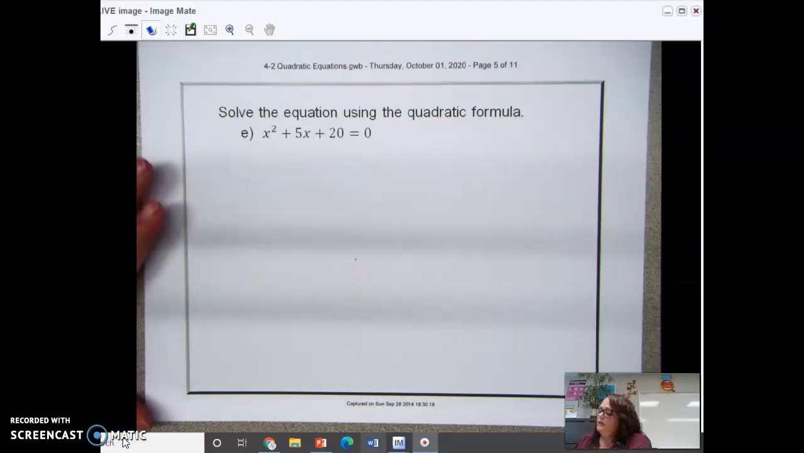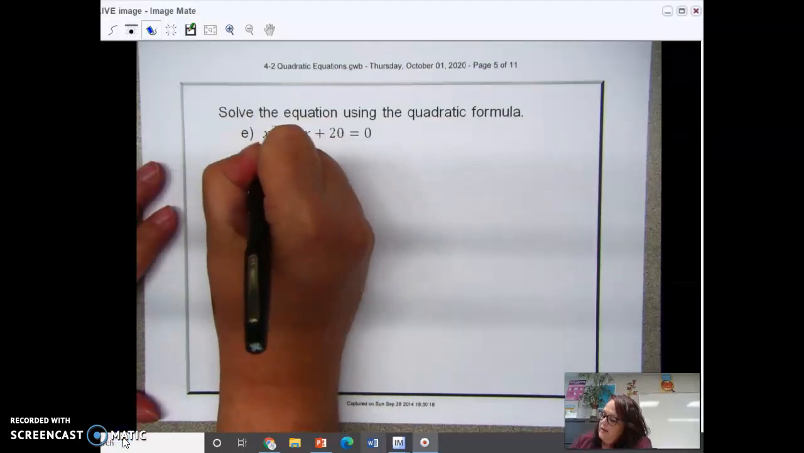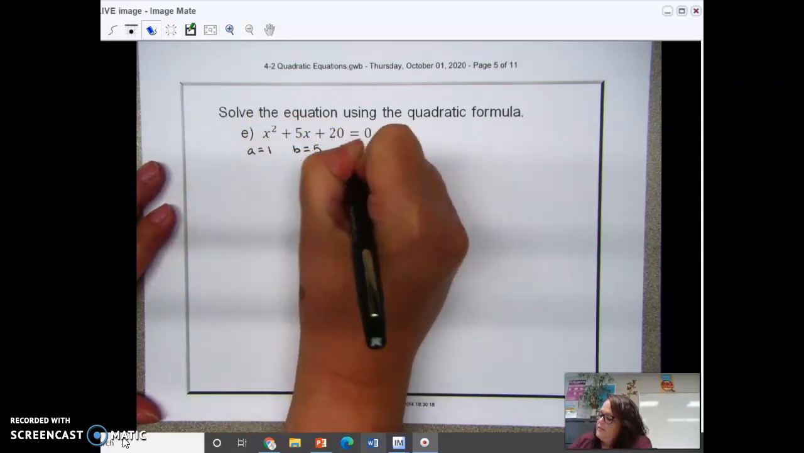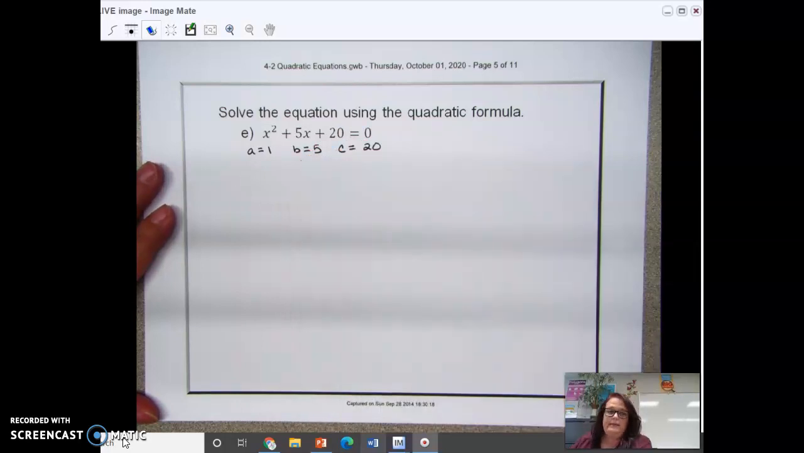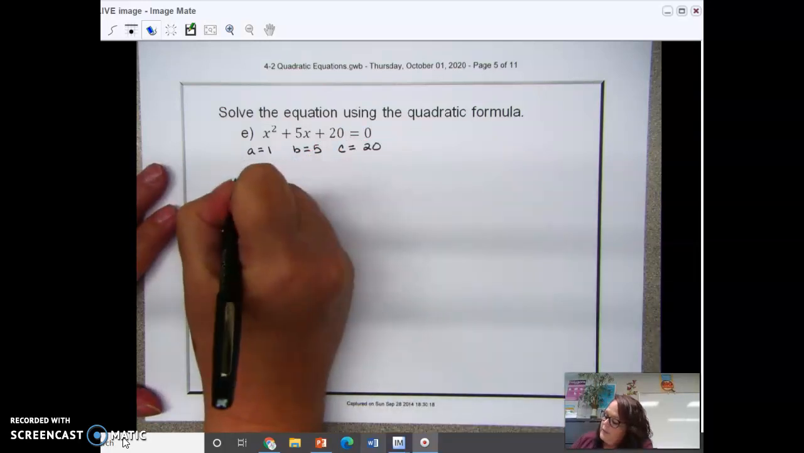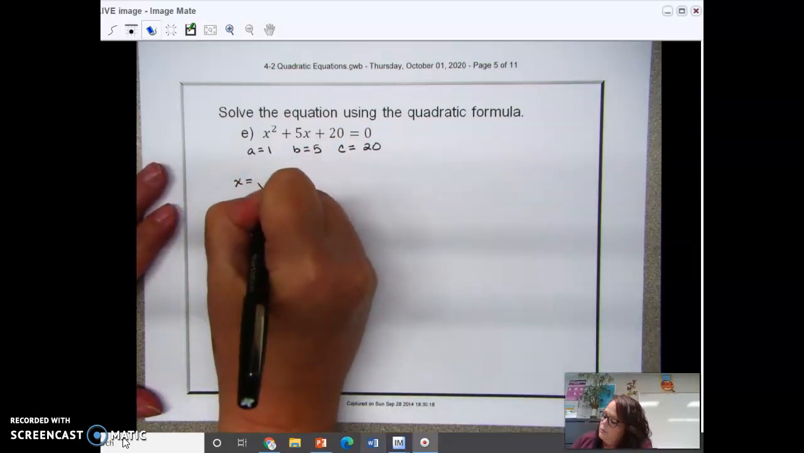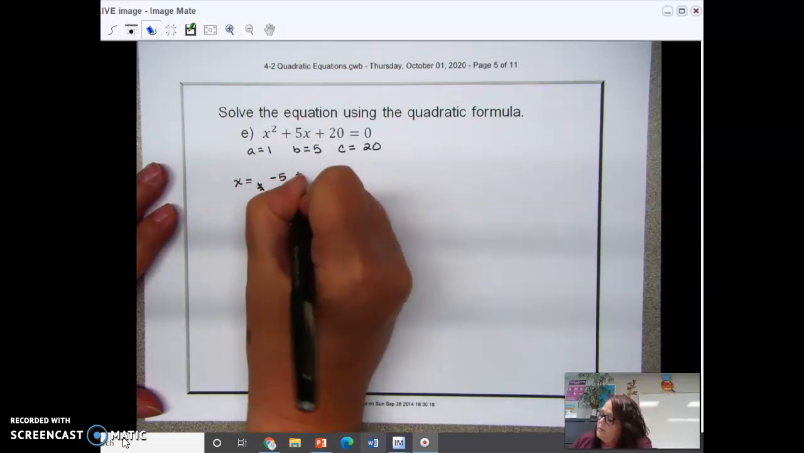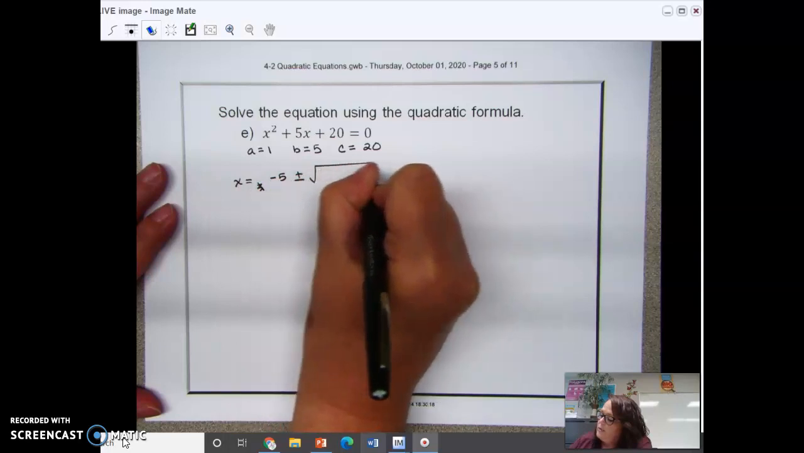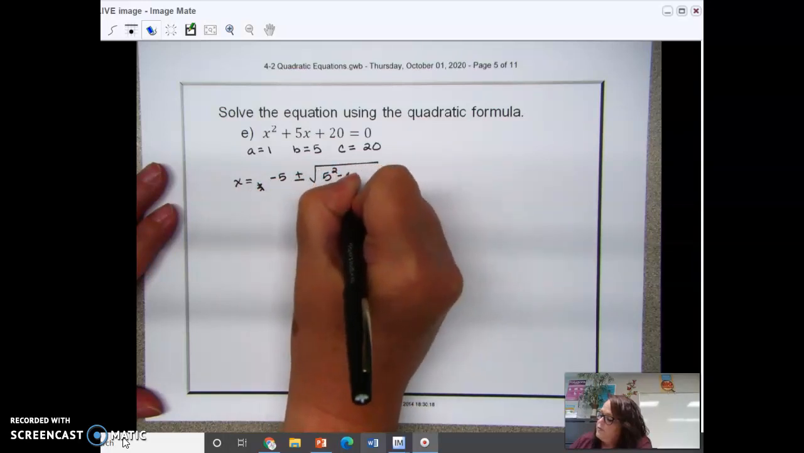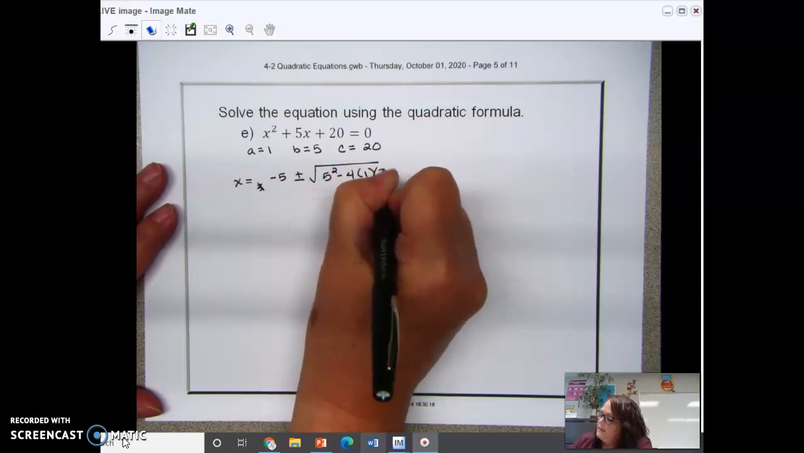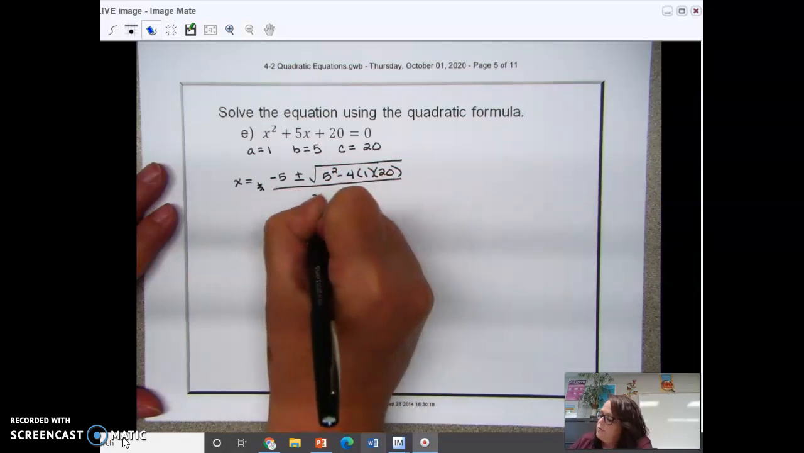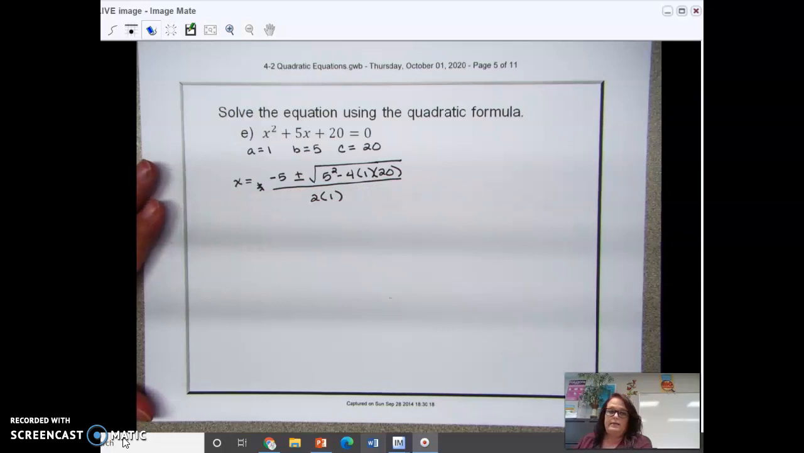All right, so if we take a look at this equation, we have an a value of 1, we have a b value of 5, and we have a c value of 20, okay? So we're going to say x is equal to -b plus or minus square root b squared minus 4ac all over 2a.